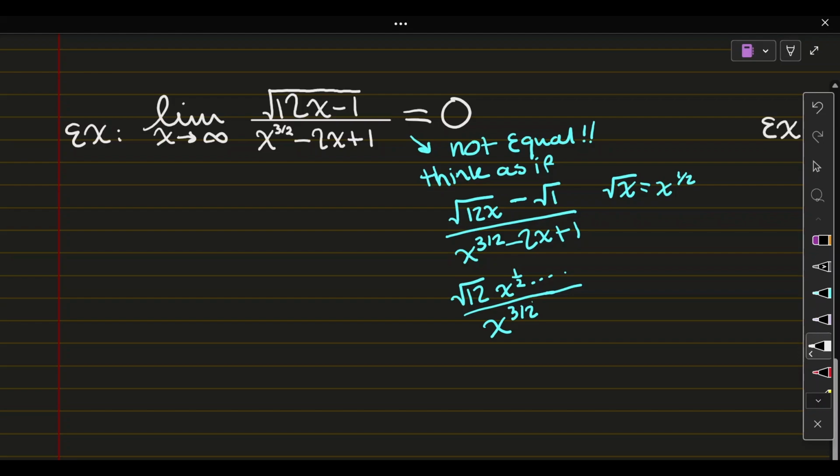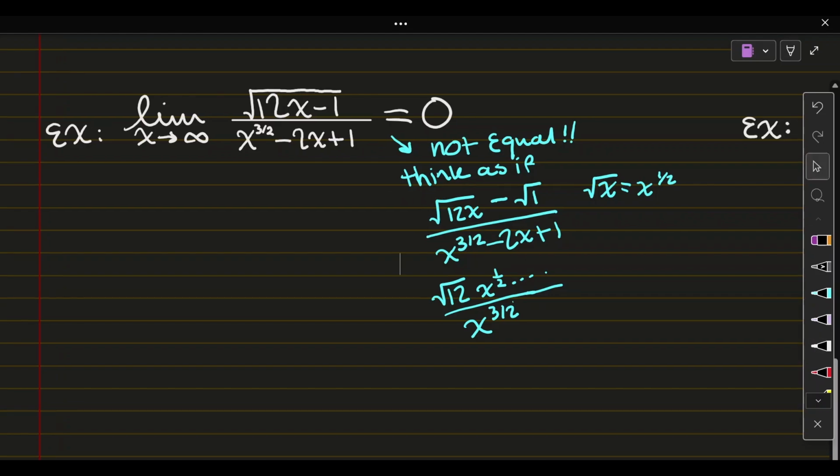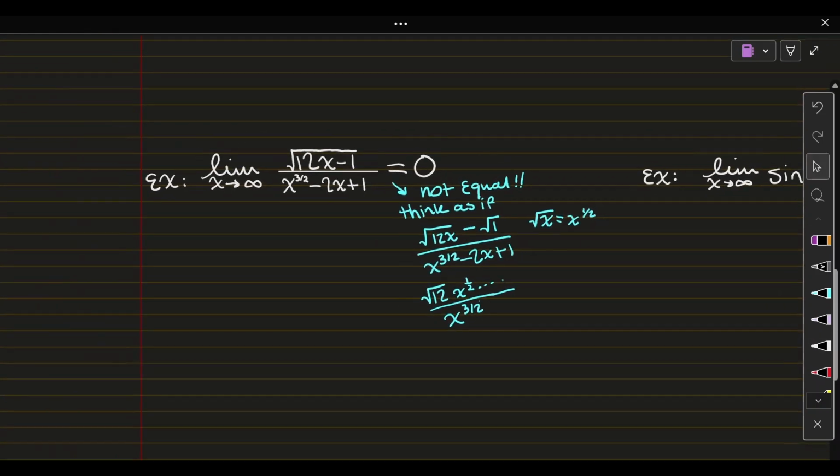Okay, so if you see a square root over everything, they're not equal, but you can think about taking the square root and splitting it up across the sum. That doesn't actually happen, you can never actually do that, but we can think about it this way, okay? Just to give us an idea of what's going on, okay?